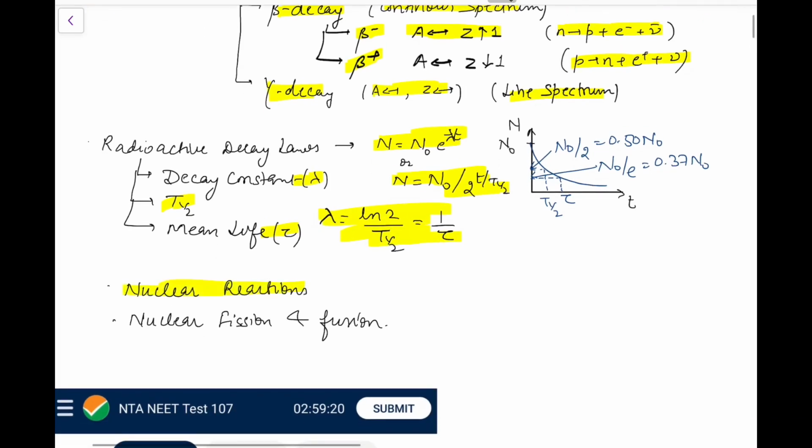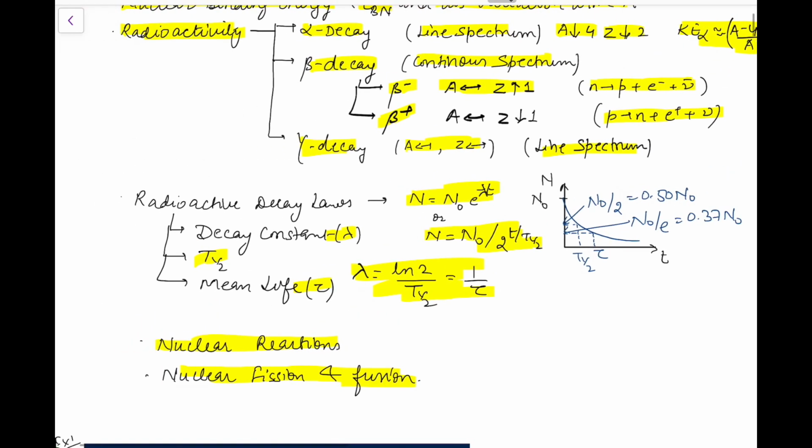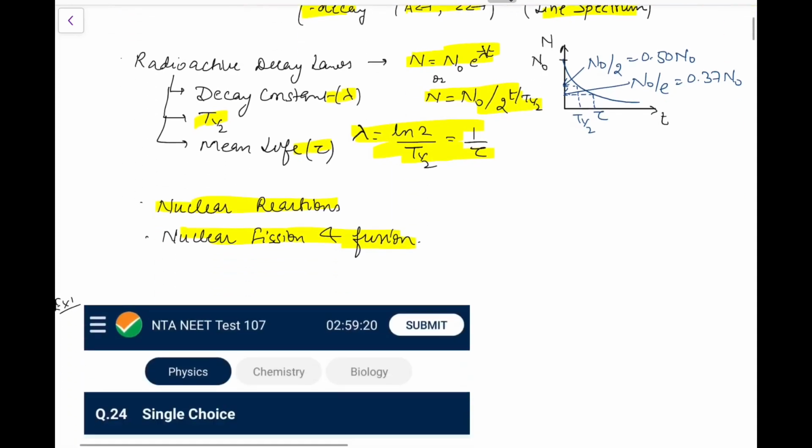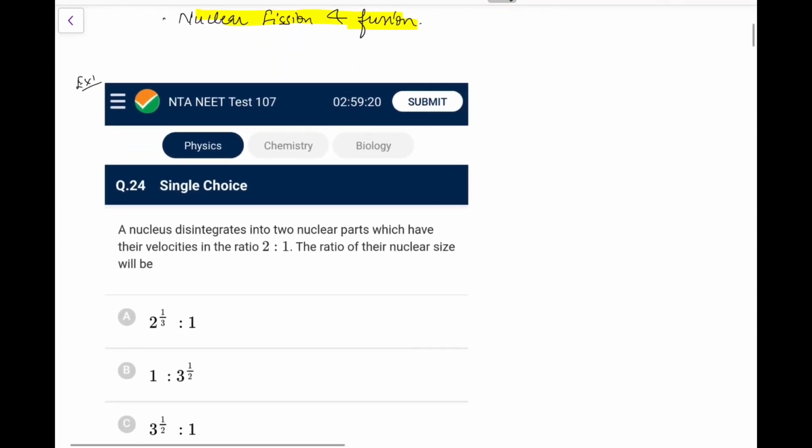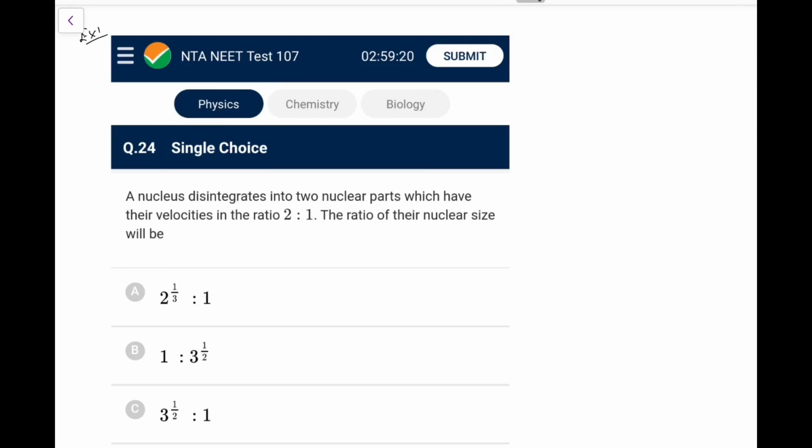Then we talk about nuclear reactions and the nuclear fission and fusion related theory that you need to recollect, and especially in fission you have some theoretical questions on the reactor: what is the use of a moderator or a coolant, and you should be ready with the controller and everything. Now with the questions first.